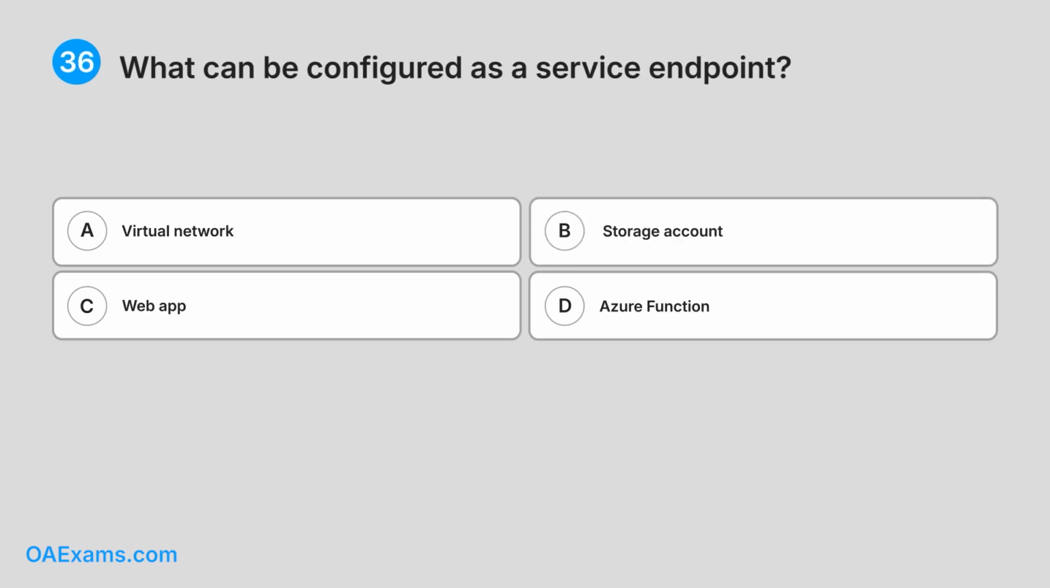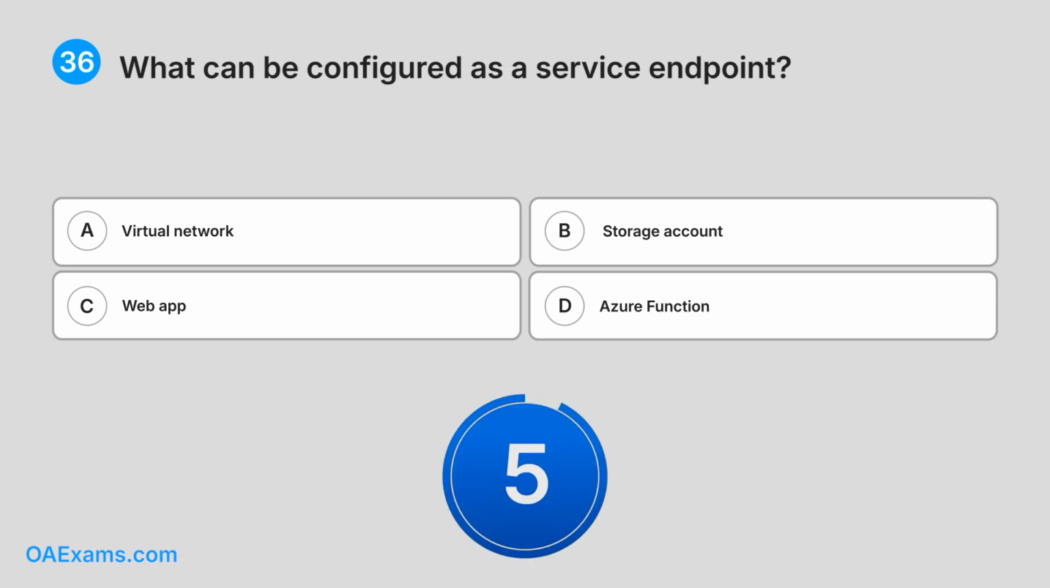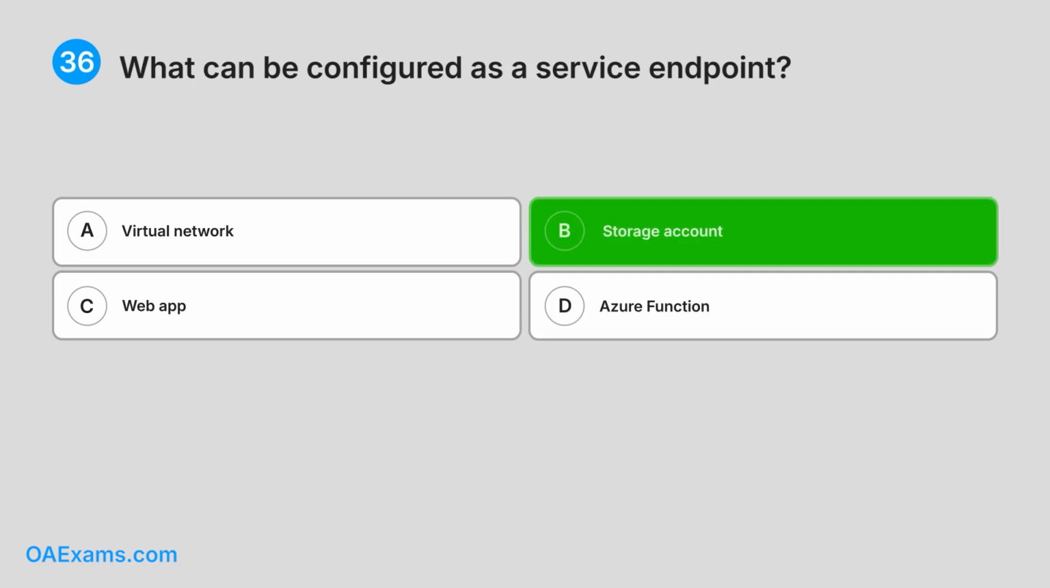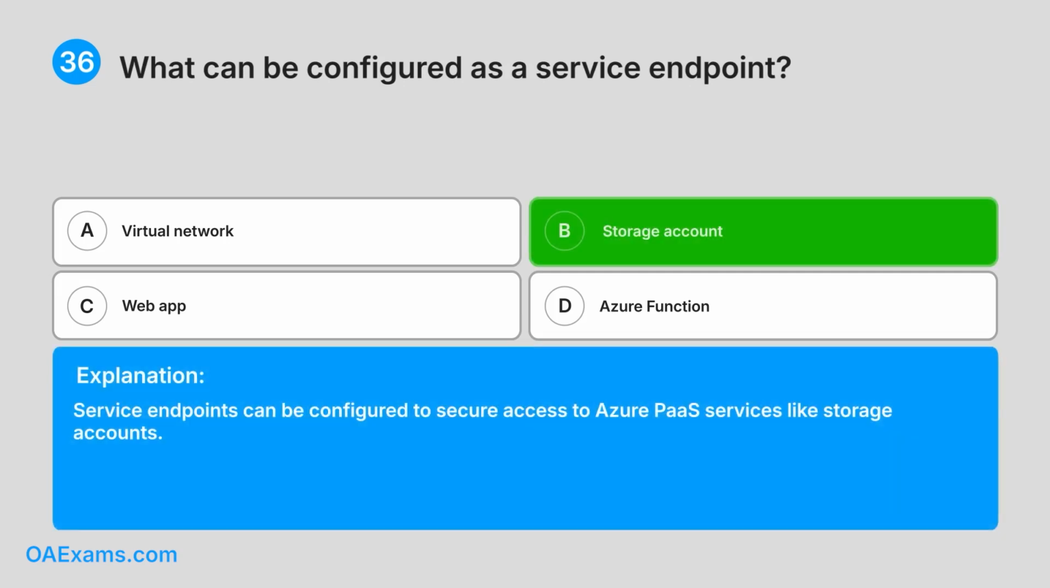36. What can be configured as a service endpoint? A. Virtual network. B. Storage account. C. Web app. D. Azure function. Do you know the answer? Correct answer: B. Storage account. Explanation: service endpoints can be configured to secure access to Azure PaaS services like storage accounts.